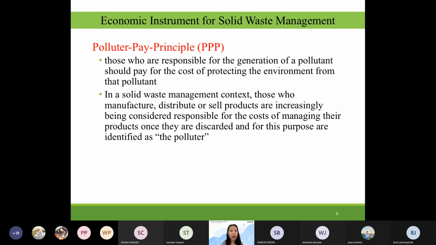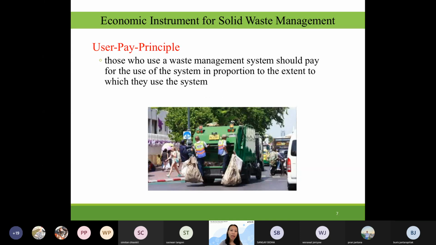They have to charge money if you want to use that product, something like that. This is the concept of the polluter pays principle. This can apply to solid waste management to reduce the amount of waste. This is one concept, right? And another concept that Thailand normally uses as an economic instrument for waste management is the user pay principle. That means whoever uses the waste management system, like the collection system, right?